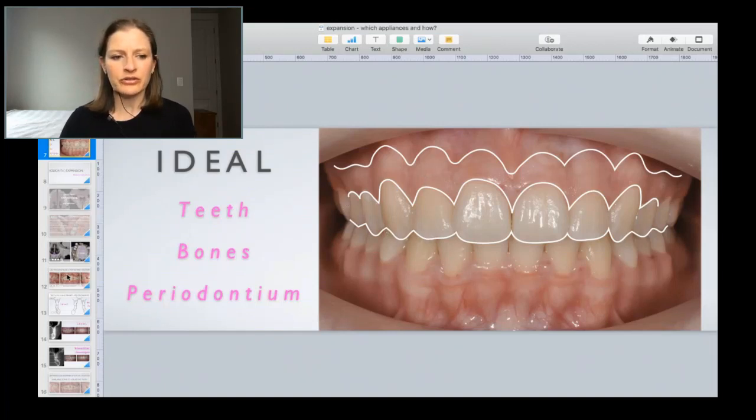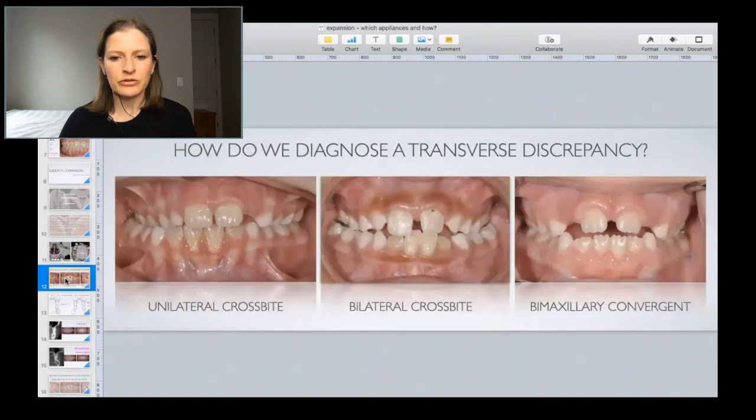So nice soft tissue. But I want to introduce this concept of bimaxillary convergence. So I'll show you guys some other examples. These are all examples of a transverse issue. Notice here, a lot of times we have this compensation on the lower arch, and that's something that we'll want to address as well. So this patient has double crossbites, but it's hard to pick up initially because we see this extreme lingual inclination.